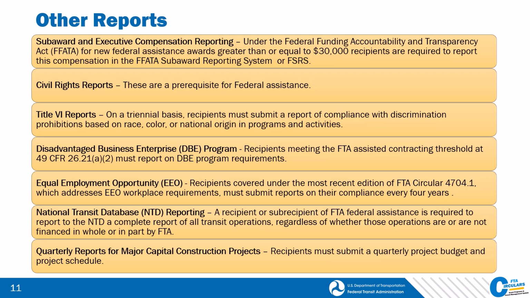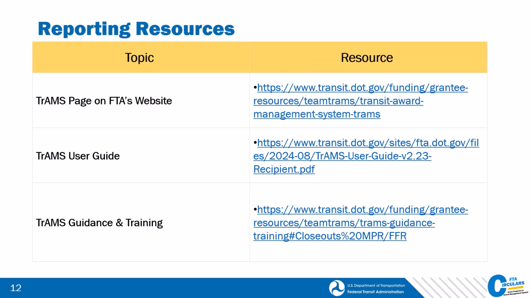Then we have National Transit Database, or NTD, reporting. A recipient or subrecipient of FTA federal assistance is required to report to the NTD a complete report of all transit operations, regardless of whether those operations are or are not financed in whole or in part by the FTA. Then there's quarterly reports for major capital construction projects. Recipients must submit a quarterly project budget and project schedule. There are some reporting resources, and you can see these websites listed.